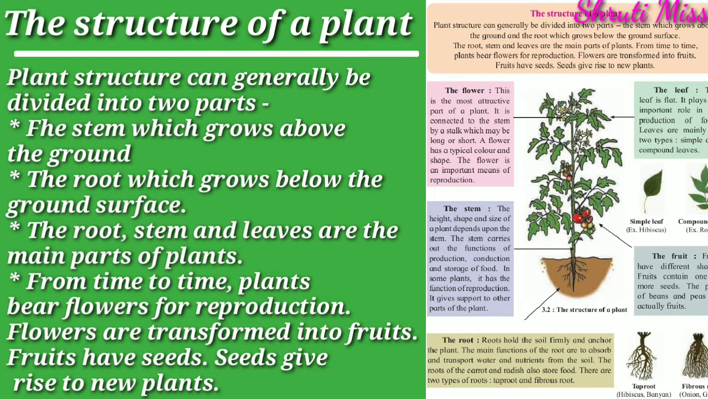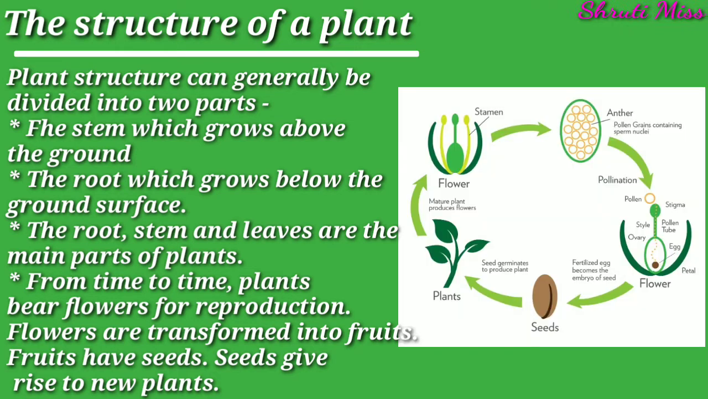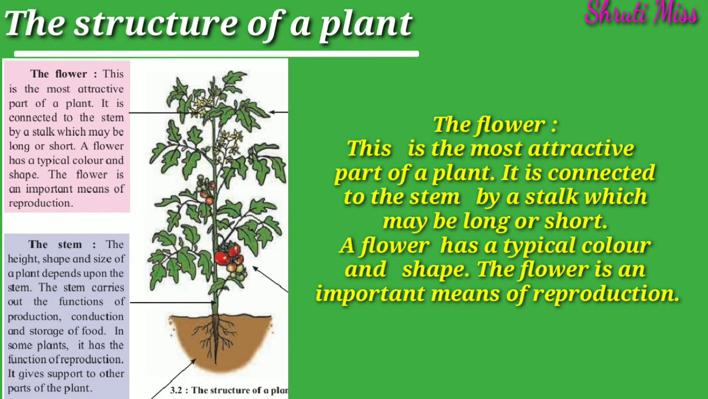From time to time, plants bear flowers for reproduction and flowers are transformed into fruit. Fruits have seeds and seeds give rise to new plants. What's going on from time to time? Plants bear flowers for reproduction and then flowers are transformed into fruit. Fruits have seeds and seeds give rise to new plants. Is that clear?